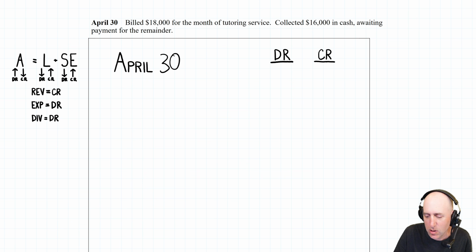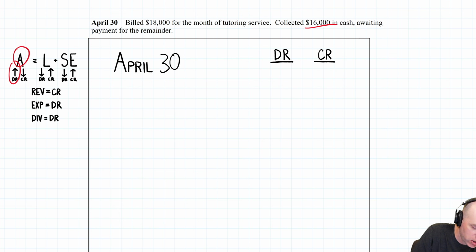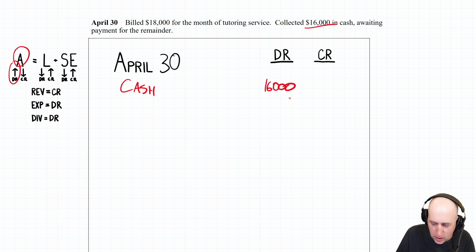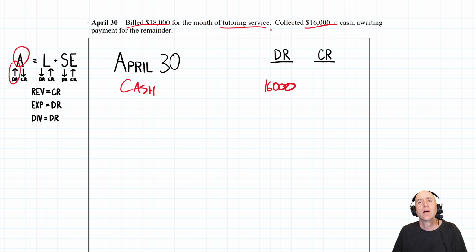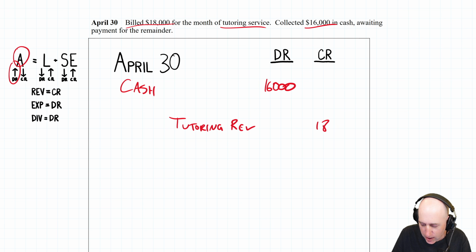Let's just do the journal entry and I'll explain kind of how this would really work. Collected $16,000 in cash. Cash is going up, so it's an asset going up. Debit cash. 16,000. I'm going to leave room for another debit. If I billed $18,000 for tutoring service, why did I do that? Presumably because I did the work. This is a tutoring company doing what it does to earn revenue. And even though I wasn't paid for everything, I earned $18,000. So I'm going to credit tutoring revenue for $18,000.